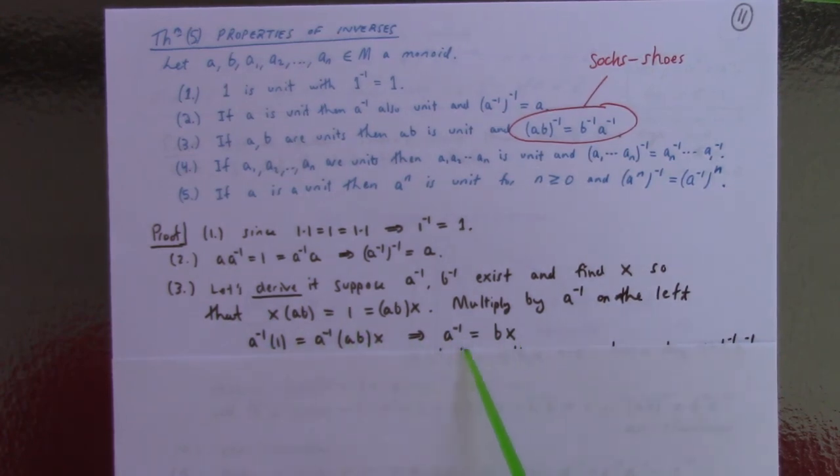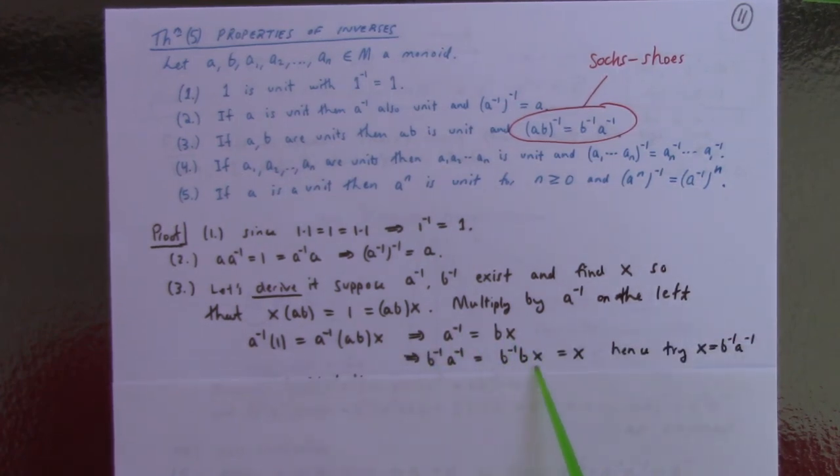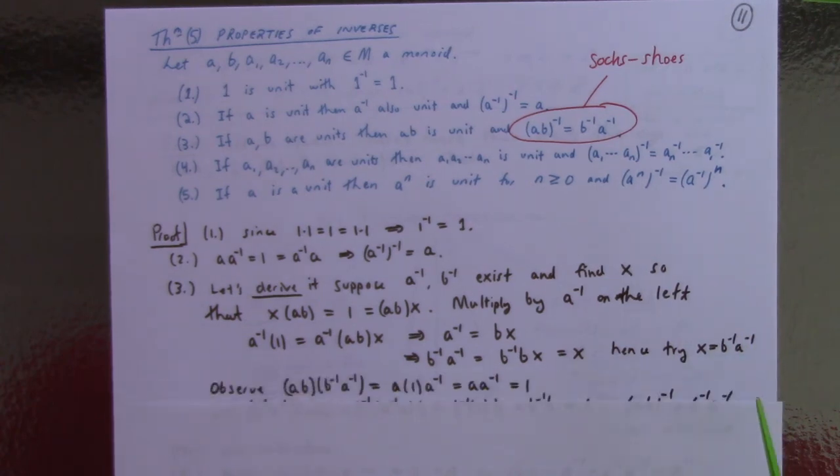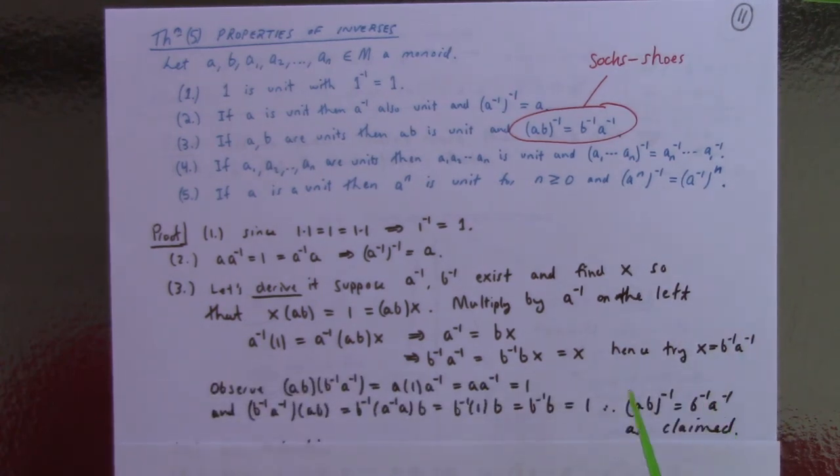Sorry, I didn't write down a few steps right there. And then if we multiply both sides by B inverse, you get B inverse Bx, but that's x. So, goodness gracious, we probably should try that the inverse is B inverse times A inverse. And so I do that.